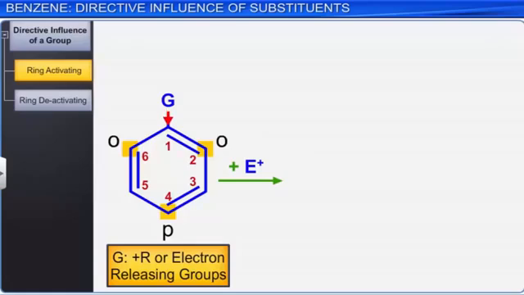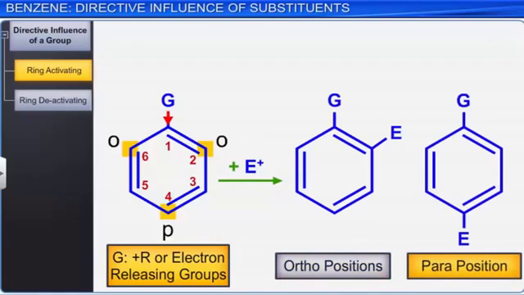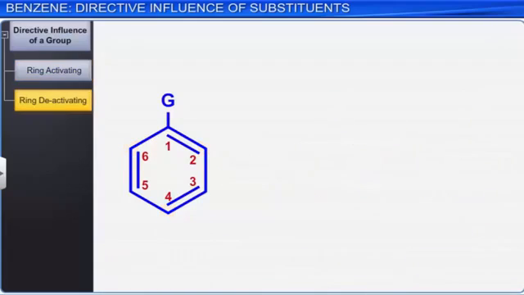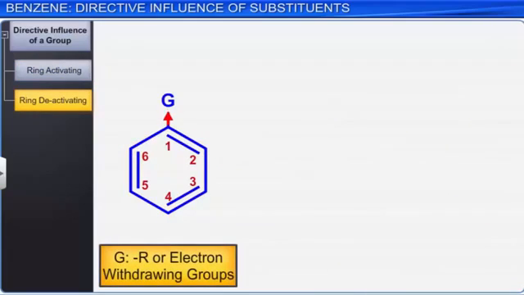Ring deactivating groups are minus R groups or electron withdrawing groups which relatively decrease the electron density at ortho and para positions of the ring. In other words, the electron density is relatively high at the meta position. Hence, these groups orient the new incoming electrophile to the meta position.